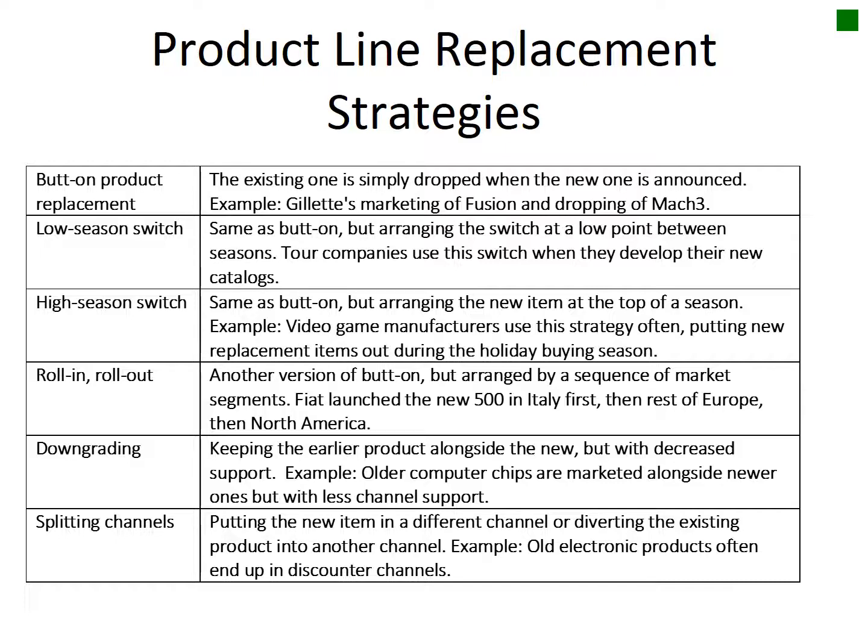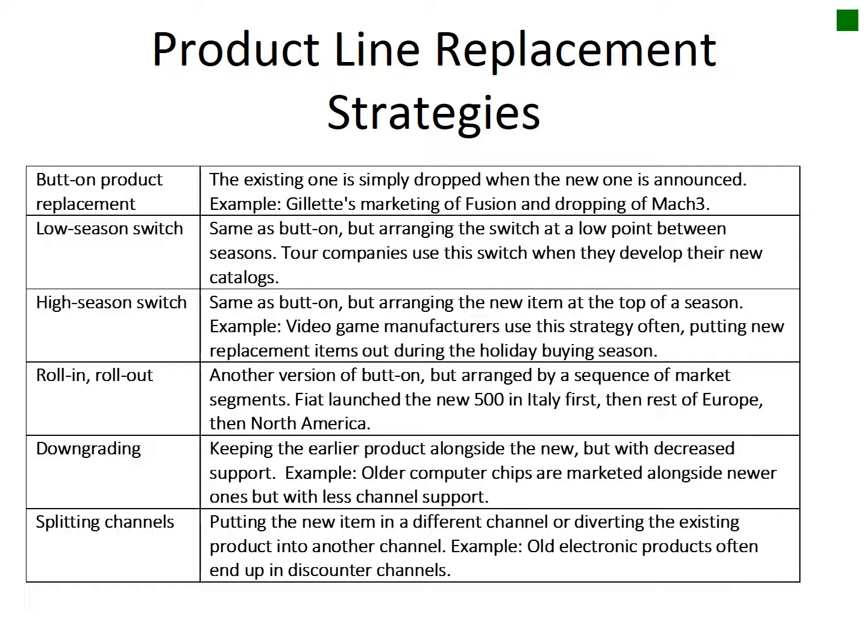So when we do a butt-on product replacement strategy, what we do is we end sales with our old product and we start sales with our new product right after another. We stop the old, start the new. We just drop the old product and as soon as the new product is launched or announced, then you can't get the old product anymore.